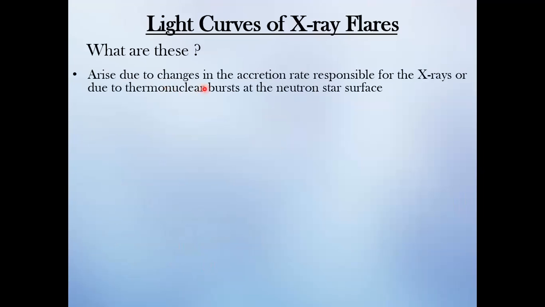So what are these light curves and why do they form? As I said in my first slide, this is the formation of an accretion disk, which is responsible for the generation of X-rays due to thermonuclear outbursts at the neutron star surface. What we do is bin the time scale. If we take 60 seconds, we divide it into 3-second bins, for example, and then we see how much count rate we are getting in each interval of 3 seconds.